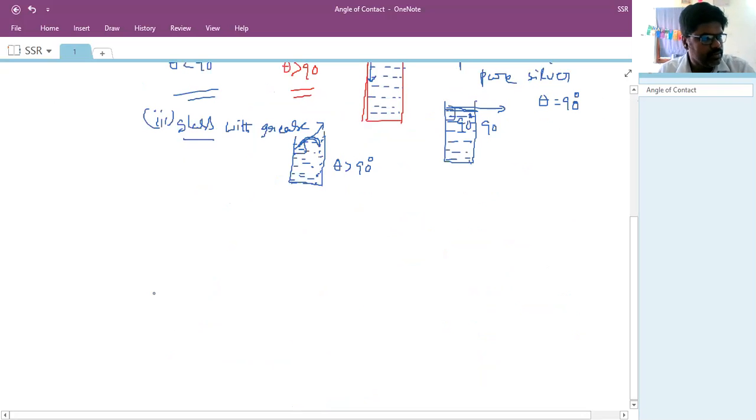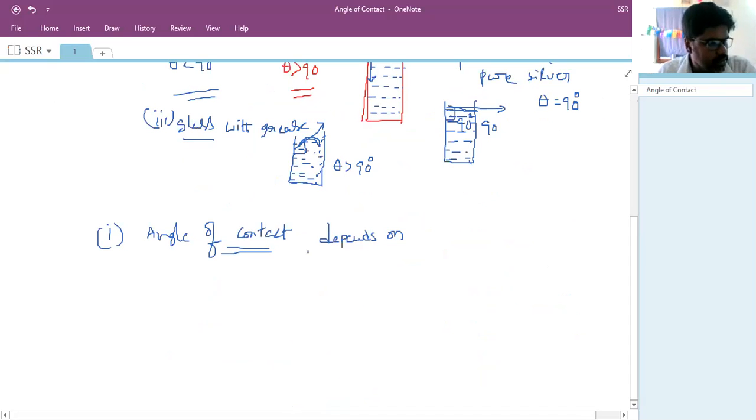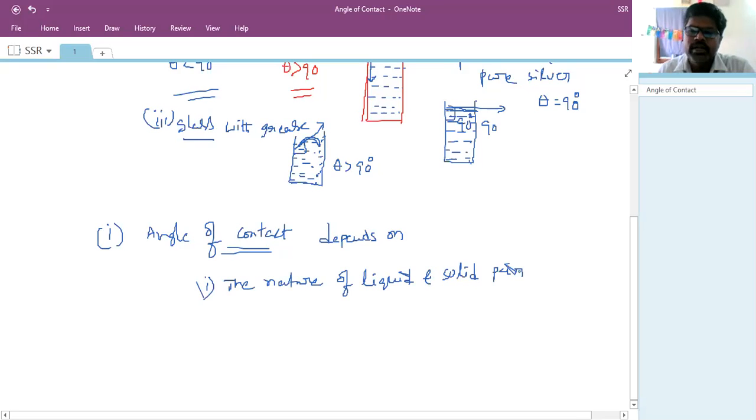So what is the reason for this? What is the characteristic property, that is, the angle of contact depends on what factors? Angle of contact depends on the nature of the liquid and solid pair. That means what solid material, what tumbler material you have taken, and what liquid you have poured into the tumbler. That is the nature of the liquid and solid pair.